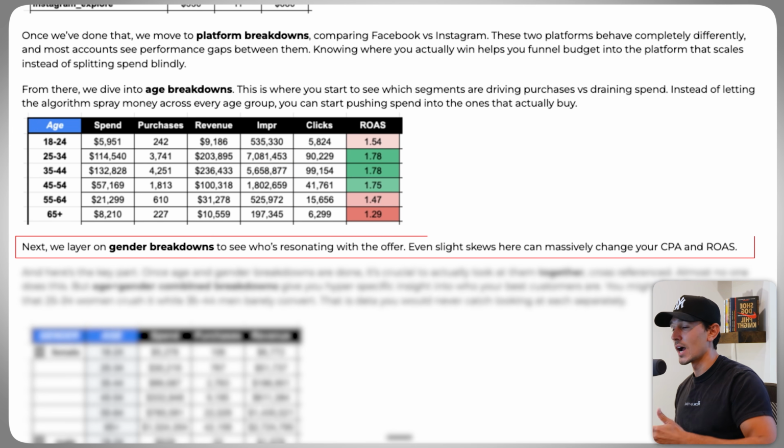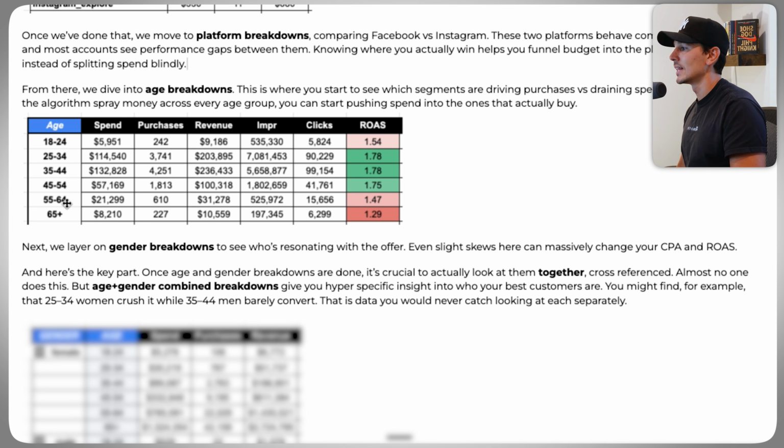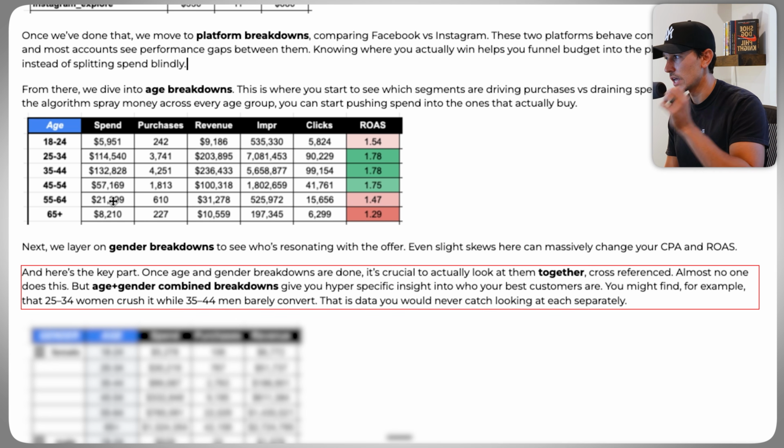After that, we want to layer on gender breakdowns. This is the same piece. Even slight changes here can improve your CPA and return on ad spend. And the key here is not just to use age alone or gender alone. You want to actually group these together.